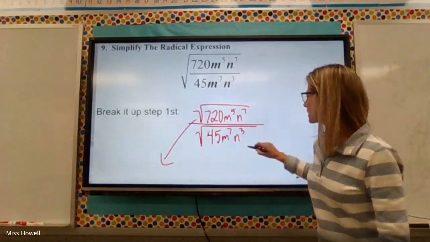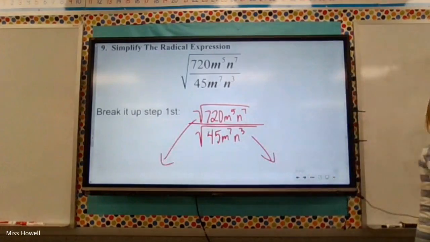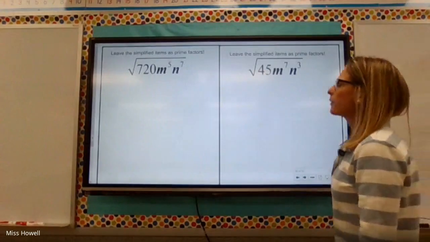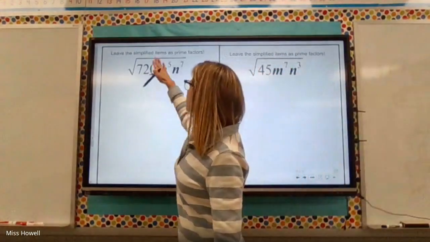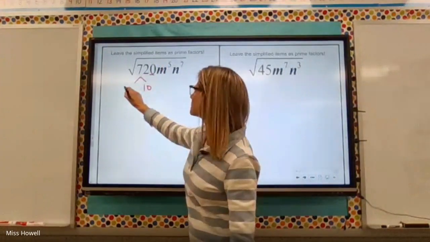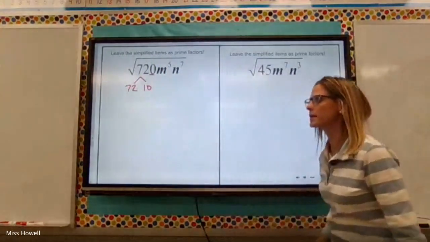All right, this guy goes here, this guy goes here. Let's do some math. Let's simplify them separately. All right, let's start with our 720, m to the 5th, n to the 7th. When it ends in 0, if you cover the 0, that represents a 10. You cover it, and the other number over here is 72. So that's one way to get started.